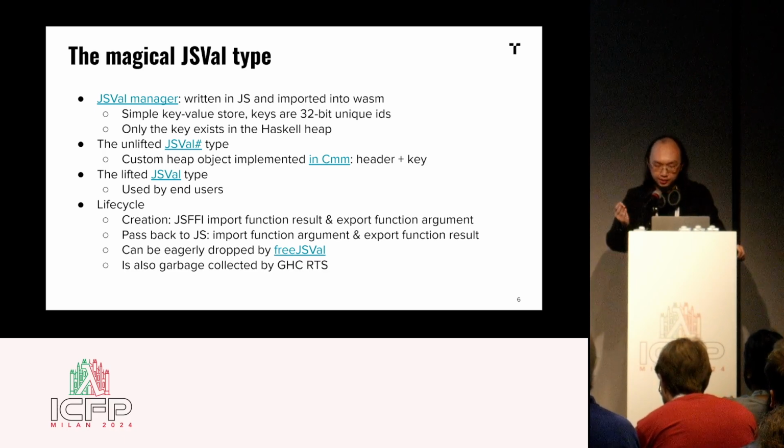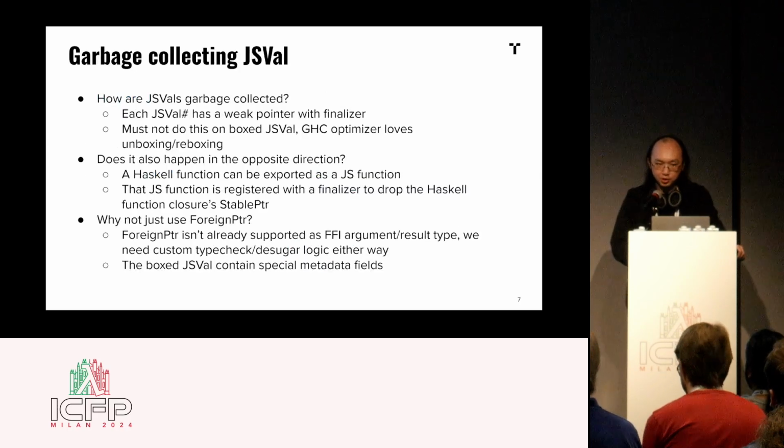And if you have to explicitly free every JS val existing on the Haskell heap, then the usage experience is not going to be very pleasant. So we also have garbage collection logic of the JS val values. So how does it work?